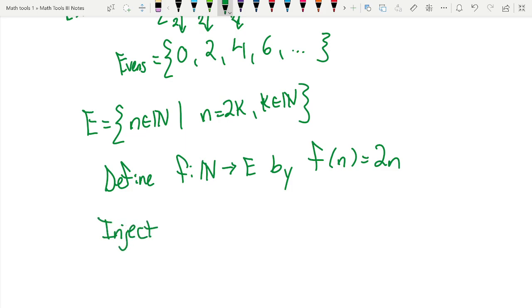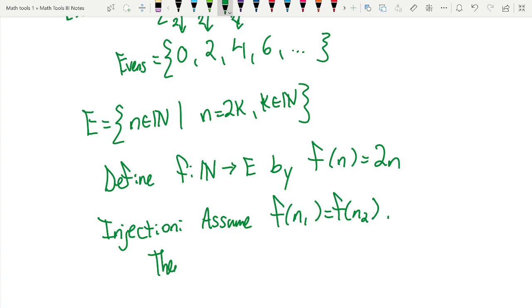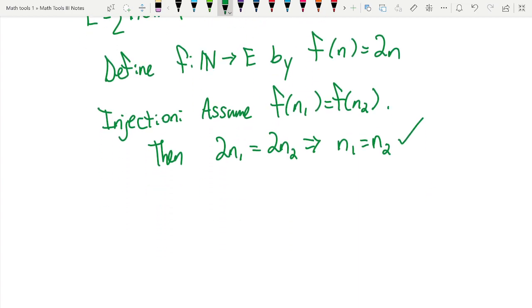So injection: assume f of n1 equals f of n2. Then 2n1 equals 2n2. Divide both sides by 2, and then you get n1 is equal to n2. So it is an injection.